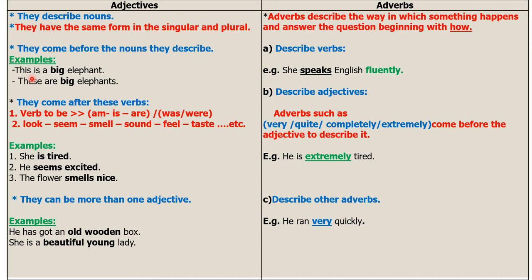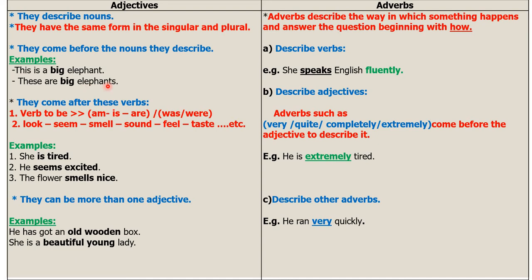Where is the noun? Who can tell me? Yes, right, elephant. Elephant is the noun. And which word describes this noun? Big, right? Okay, so the elephant was big. So here is the adjective, and the adjective came before the noun. The word big came before the noun elephant. These are big elephants. The plural form, so I put the letter s on the noun elephants. And here again we have the adjective big before elephants.